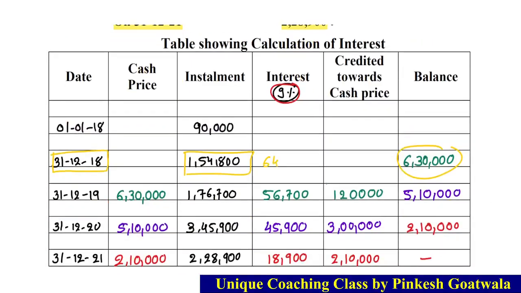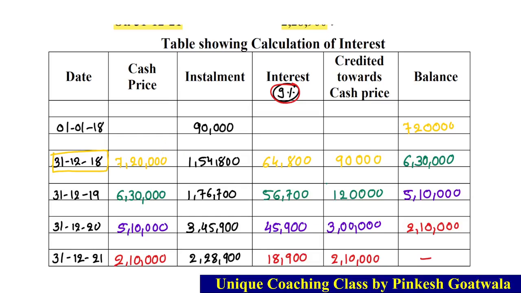It will be less from this, so you will get 90,000. Now add this 90,000 plus 6,30,000, so it will be 7,20,000. And this balance will be transferred here, 7,20,000. So this installment is also completed.